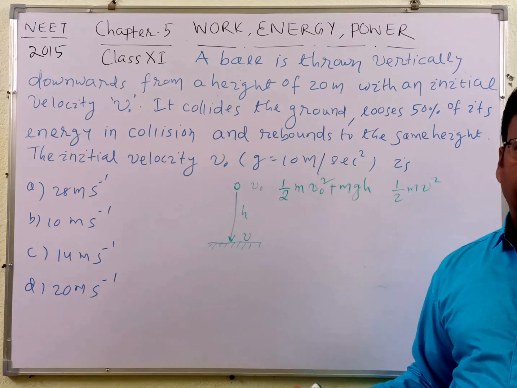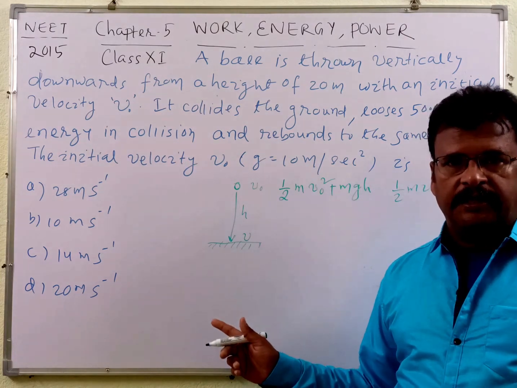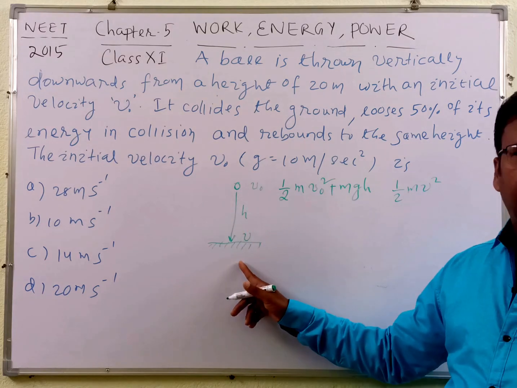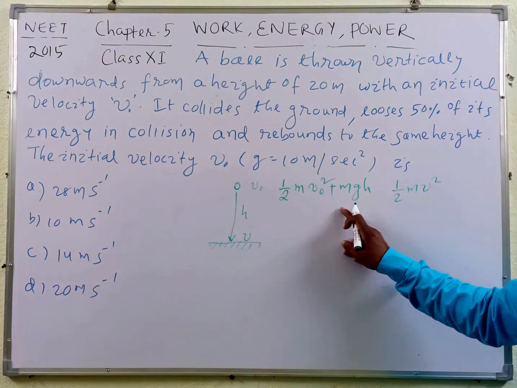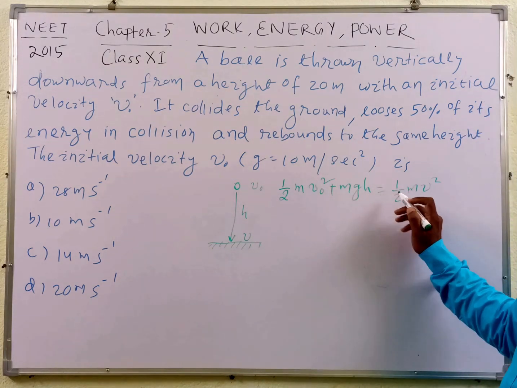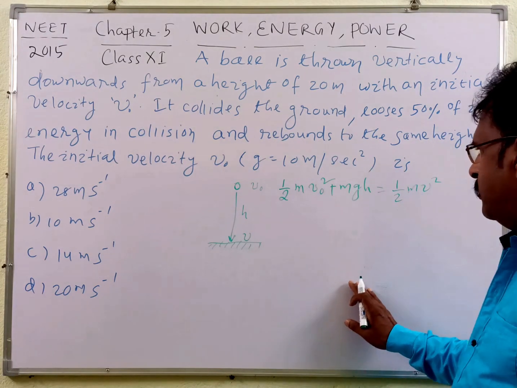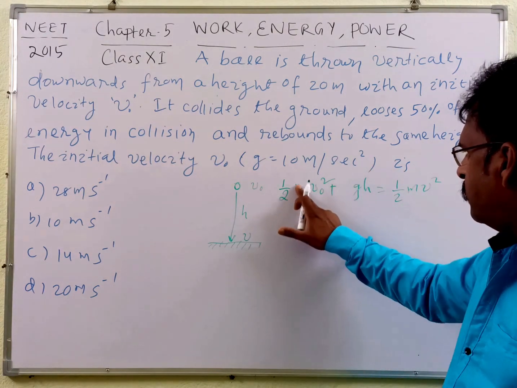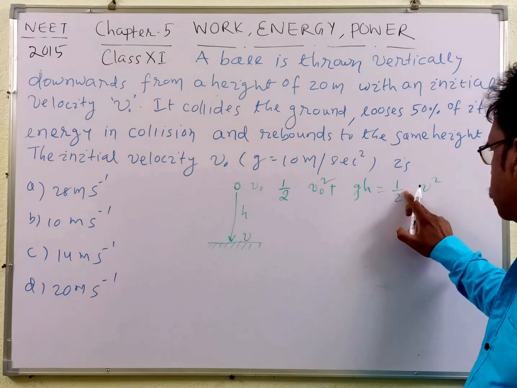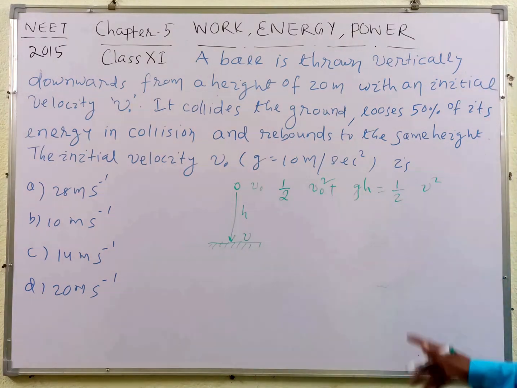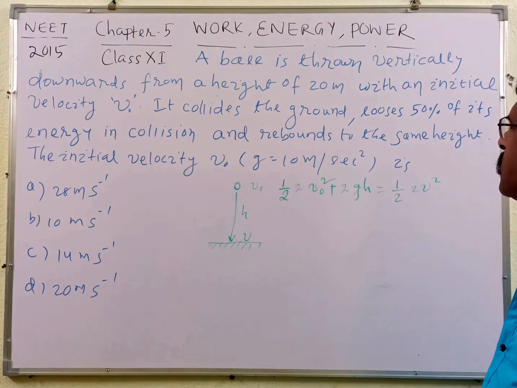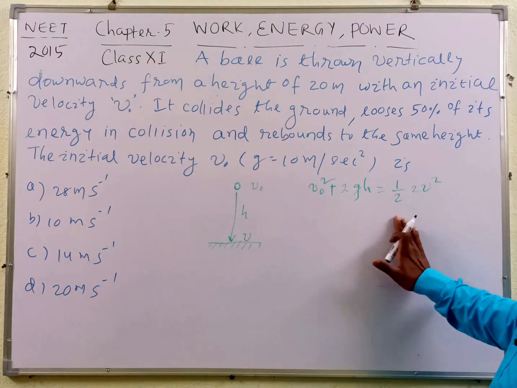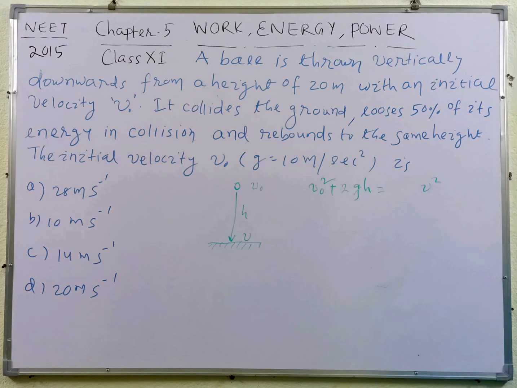Students, according to the law of conservation of energy, the energy at this point is equal to the energy of the ball at this point, neglecting the air resistance. So half m v0 square plus mgh is equal to half m v square. If we divide by m, this becomes half v0 square plus gh equal to half v square. If we multiply by 2 throughout the equation, the halves cancel, and this becomes v0 square plus 2gh is equal to v square.